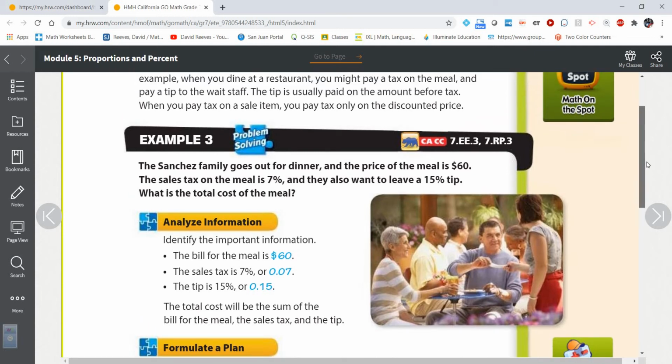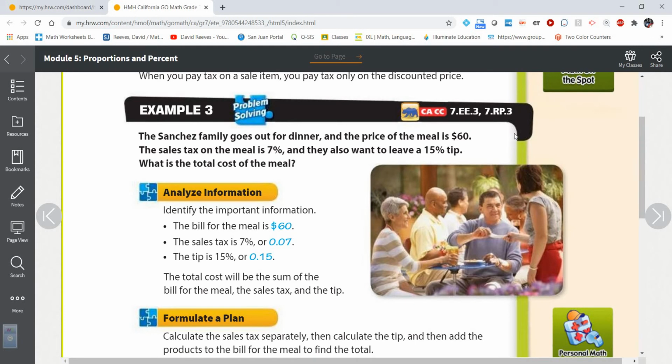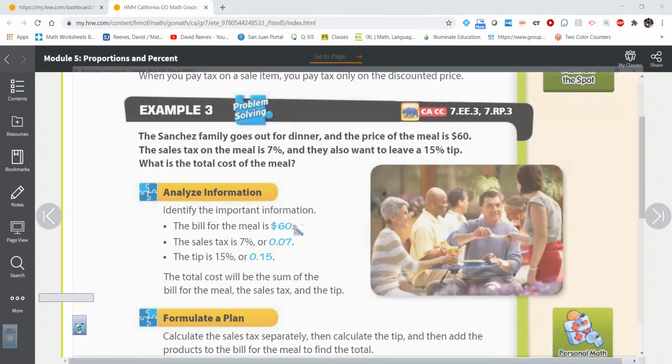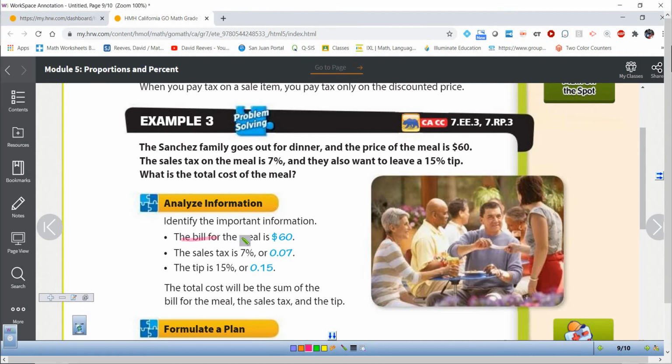So if you take a look at this problem that they have here, the price of the meal was $60. There's the price of the meal, right? Then we also have the sales tax, which is 7%. And then we also have the tip. Now, normally you don't pay tip on the sales tax. You look at the original amount and you figure the tip of that. Although sometimes people pay the tip on the sales tax. It's not an exact plan.